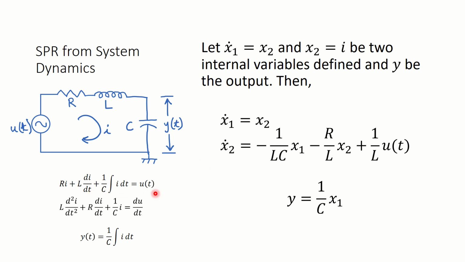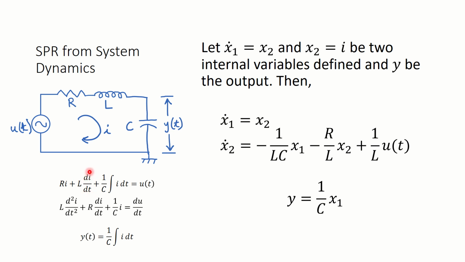So now what we do here is choose x2 as I, not x1 as I. We choose x2 as I and x1 dot as x2. When we choose x1 dot as x2, then x1 is basically the integration of x2, which is the integration of I. So this is x1, integration of I dt, and x2 is I, so this becomes x2, and the derivative of I becomes x2 dot.